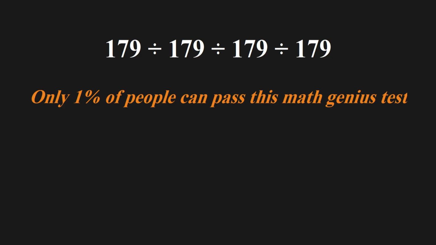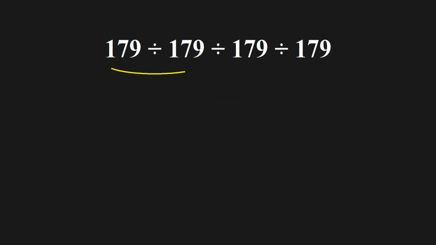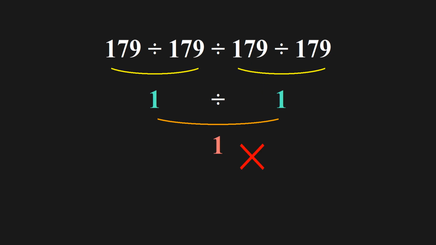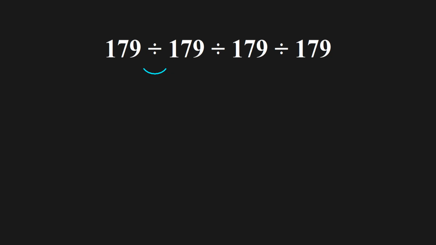In this video, 179 divided by 179 equals 1, and 179 divided by 179 equals 1. Now we have this problem, 1 divided by 1 which equals 1. But this answer is not correct because according to the order of operations we must do this division, then this division, and at last this division.